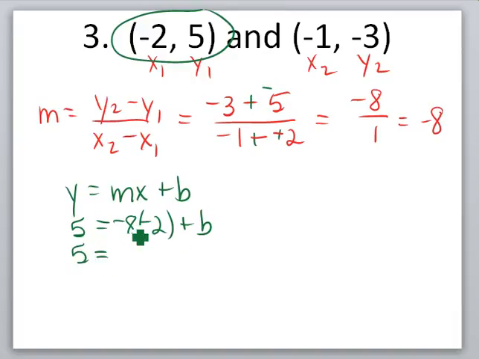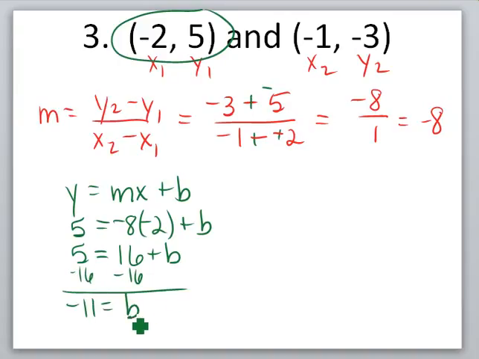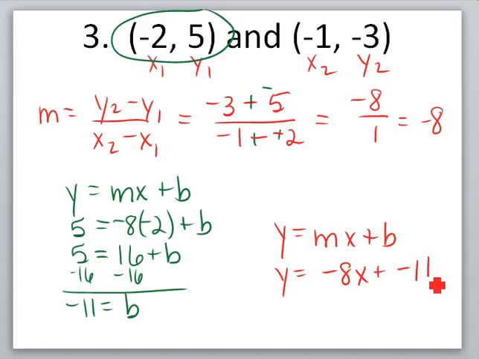5 equals negative 8 times negative 2, which is 16. Move my 16 to the other side. Negative 11 equals b. I end up with the answer y equals mx plus b. So I have y equals negative 8x plus negative 11 as my final answer.